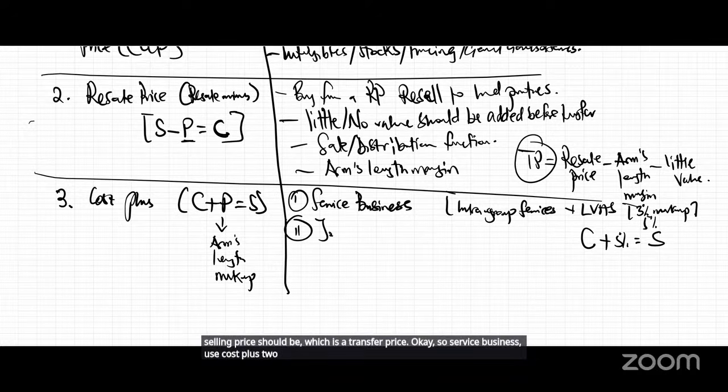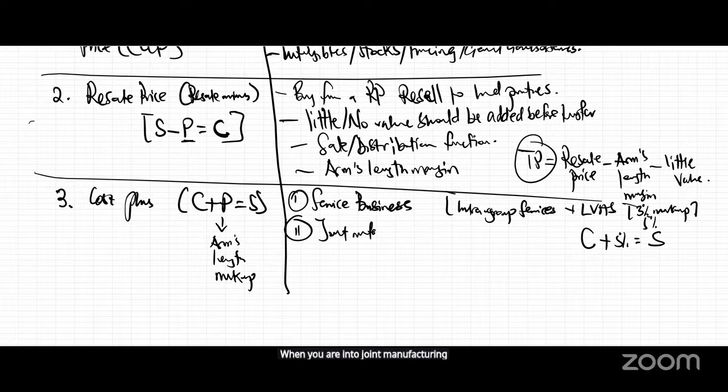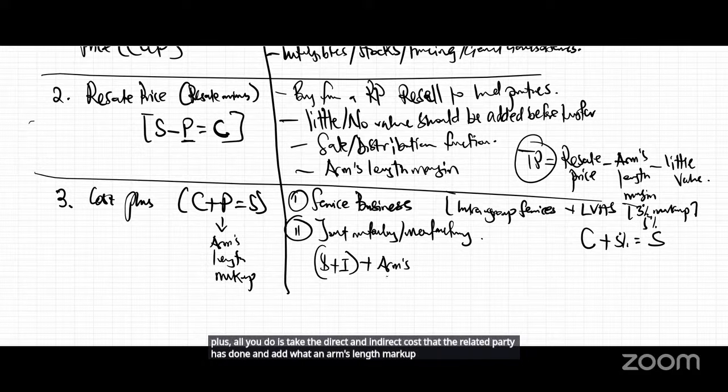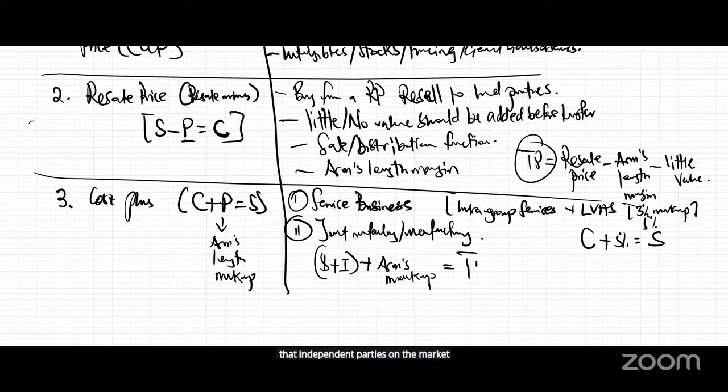When you are into joint manufacturing or manufacturing, anytime you see these issues in a case, it tells you straightforward that these people should use cost plus. With cost plus, all you do is take the direct and indirect cost that the related party has incurred and add an arm's length markup, an average markup that independent parties on the market use.